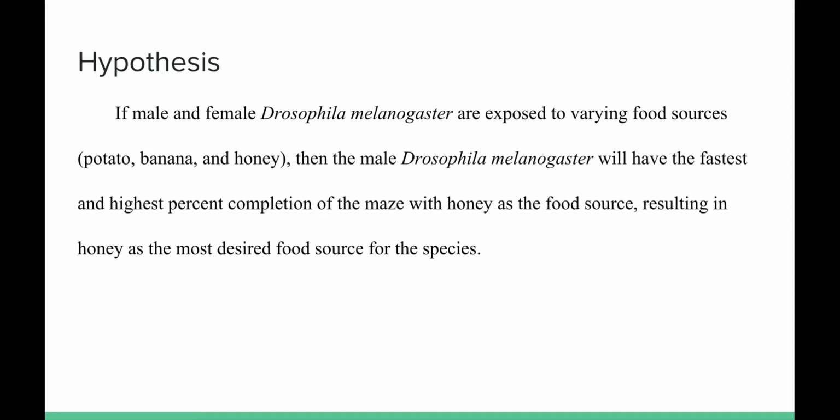The hypothesis of our experiment is if the male and female Drosophila melanogaster are exposed to varying food sources like the potato, banana, honey, and control, as discussed before, then the male Drosophila melanogaster will have the fastest and highest completion time of the maze we built, with honey as their favored food source due to its highest sugar concentration.